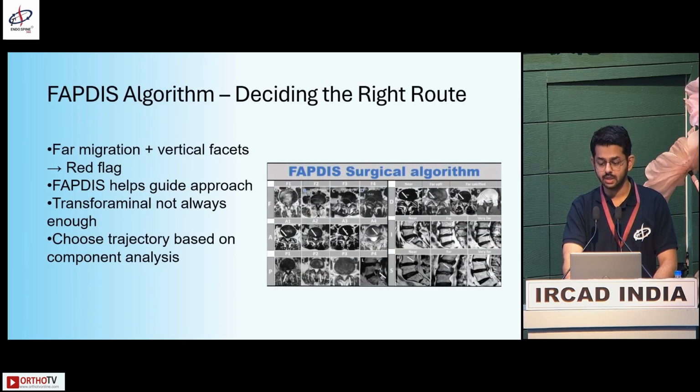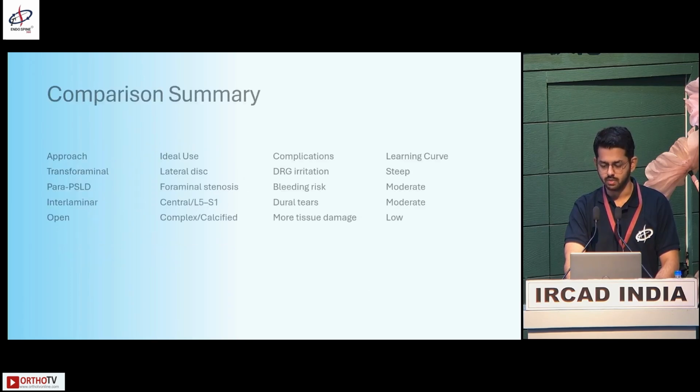So this case highlights the importance of using the FEBDIS algorithm in your pre-op planning. The algorithm accounts for facet angle, annular pathology, anterior and posterior migration, and disc migration, which has already been discussed. When you recognize red flags like far migration and vertical facets, you know transforaminal won't be sufficient. The foresight prevents incomplete decompression and reoperation.